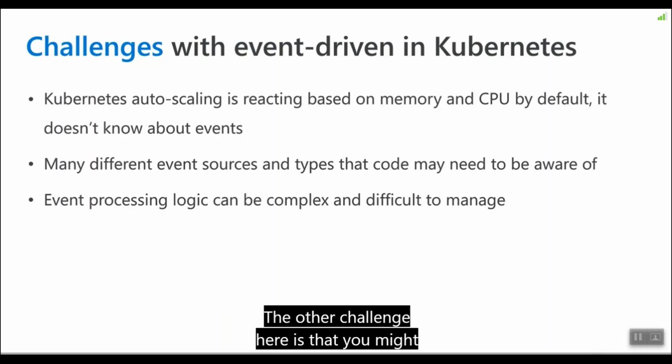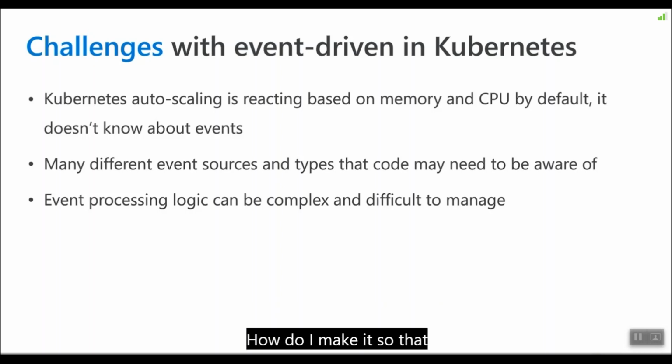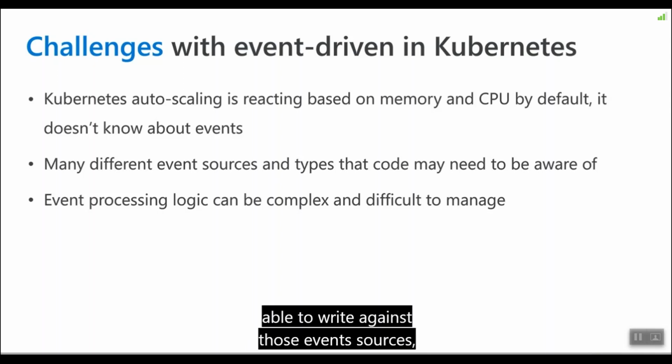The other challenge here is that you might have a number of different event sources. I showed you that list in Azure Functions. There were like 10 different sources between databases, storage, queues, topics, event streams. What happens when I have events that are happening across all those different event sources? How do I make it so that my application developers are able to write against those event sources, bring those events in from a number of sources into their Kubernetes workloads, into their containers?